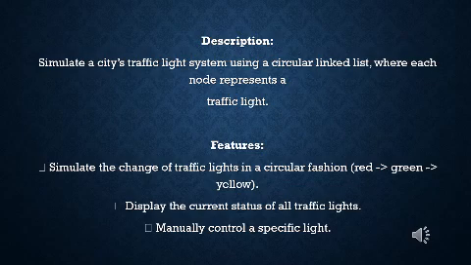City traffic light simulation. Description: simulate the city's traffic light system using a circular linked list where each node represents a traffic light. Features: simulate the change of traffic lights in a circular linked list by showing the color, like red, green and yellow. Display the current status of all traffic lights. Manually control a specific light.